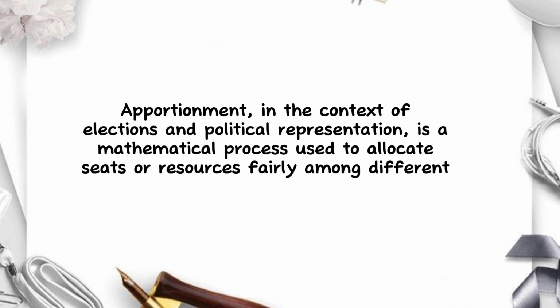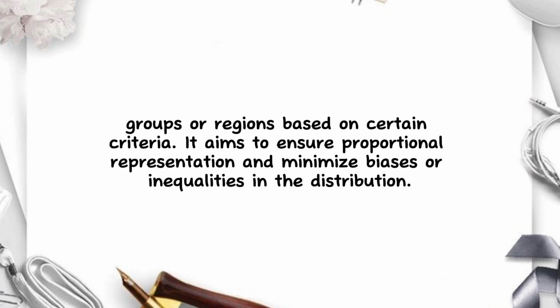Apportionment, in the context of elections and political representation, is a mathematical process used to allocate seats or resources fairly among different groups or regions based on certain criteria. It aims to ensure proportional representation and minimize biases or inequalities in the distribution.